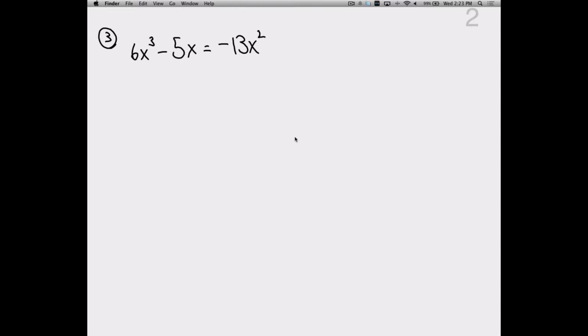How many answers will we get? 3. 3 because it's a trinomial? No. It's a cubic. Trinomial is how many terms. We don't care about the number of terms. We care about the highest degree. That's a cubic because the highest degree is cubed.